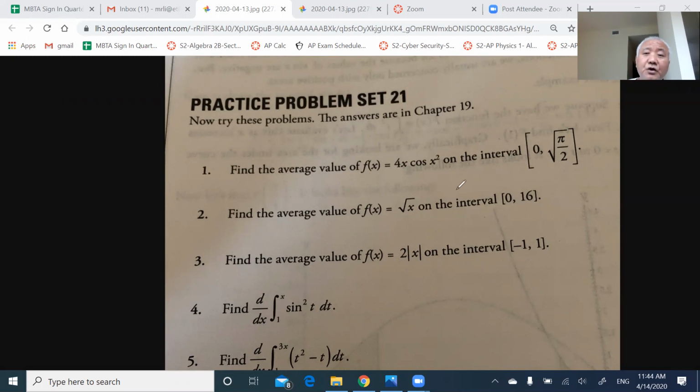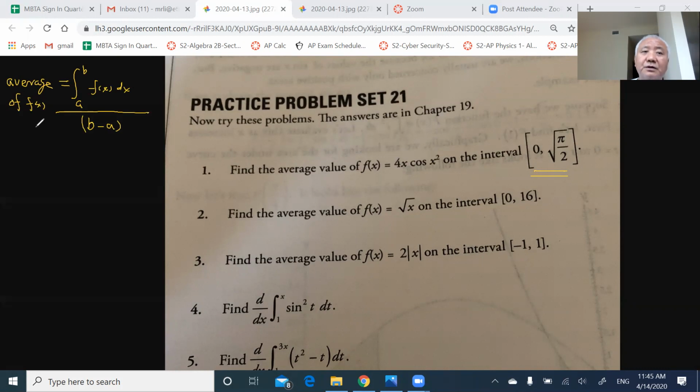First things first, we should know the meaning of the average of a function within an interval. The average formula is: the average of f(x) equals the integral from a to b of f(x) dx, and then divided by b minus a. This is the formula we're going to use.